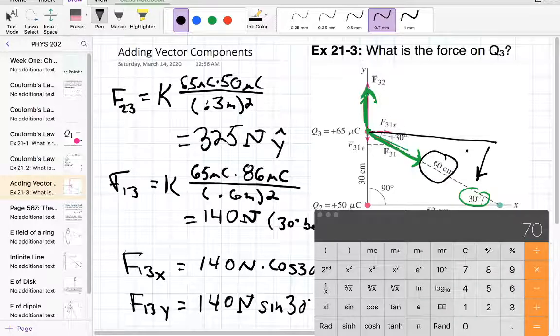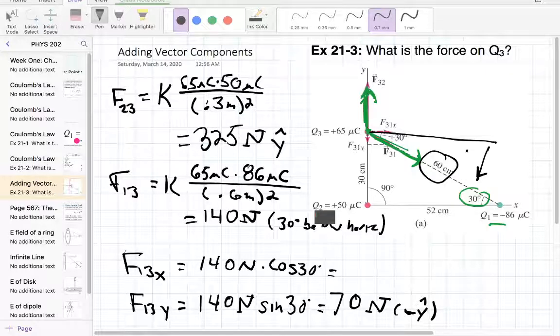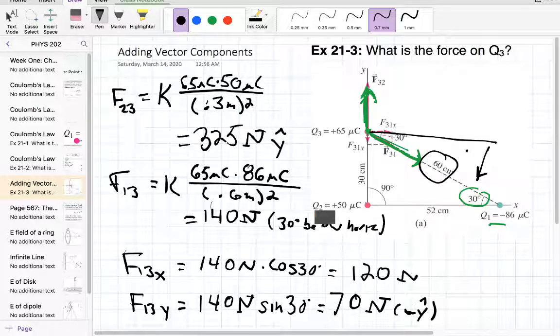And 140 times the cosine of 30, 30 cosine times 140 is 121.2436, so we'll just round that to 121. Probably actually even round it to 120, that'd be fine. Oops, I lost my window for a second. 120 newtons, and that is in the positive x direction.